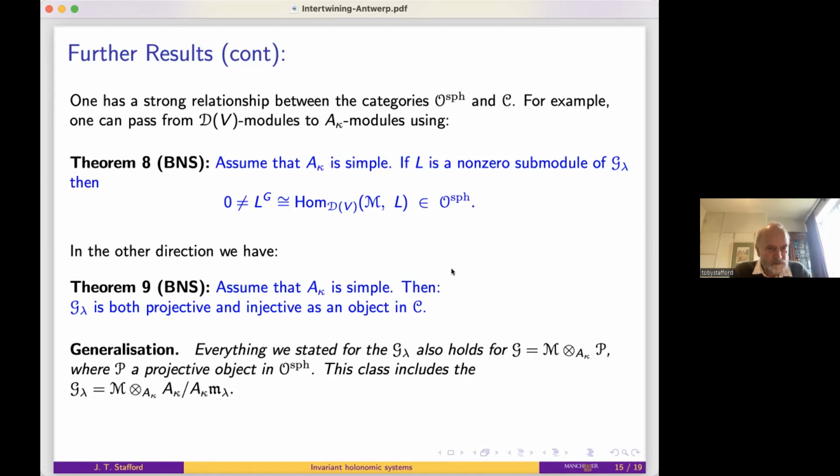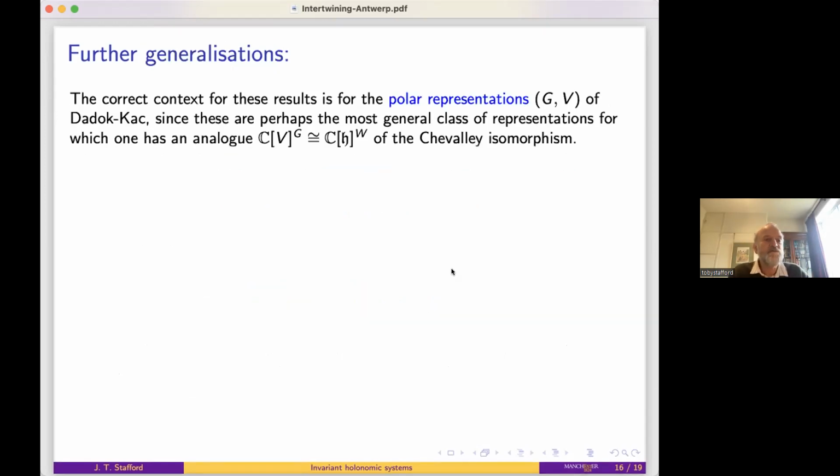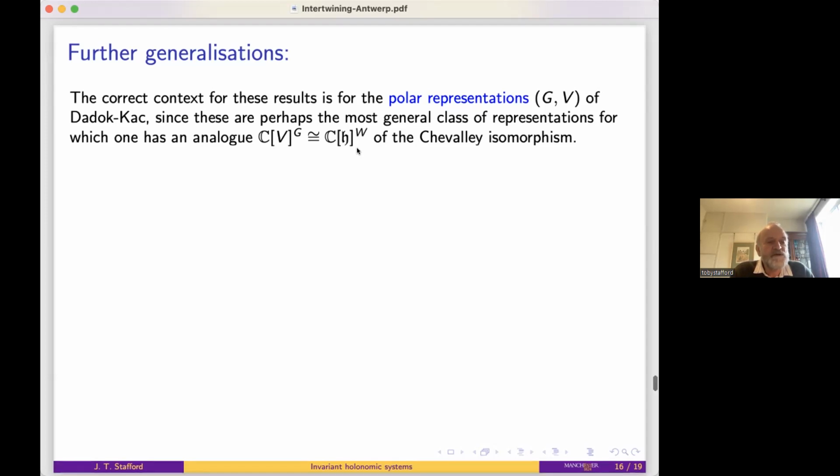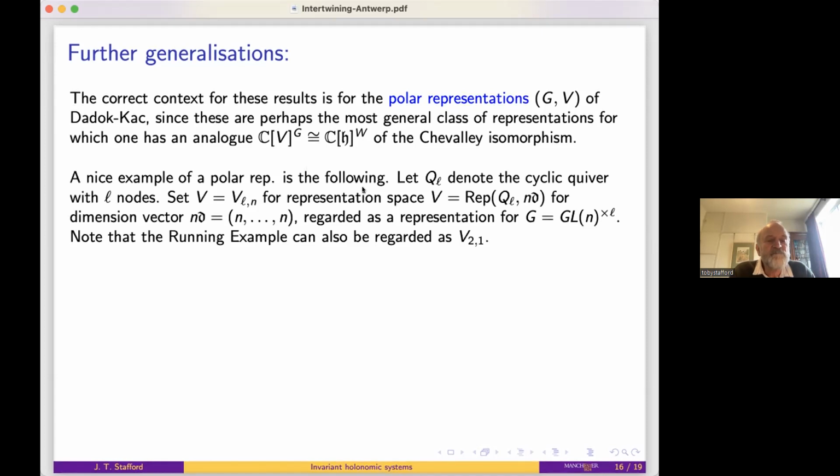So there's a number of other ways we can generalize these results. First of all, you could say, well, what are you really using about spherical algebras, symmetric spaces, I mean? And the real thing we're using there is that we have this analog of the Chevalley isomorphism. And that works more generally. Probably the most general class of representations for which you have such a Chevalley isomorphism are the polar representations of Dadok and Kac. And these contain a lot of other interesting representations. And I won't give the definition of that, but I'll just give one example.